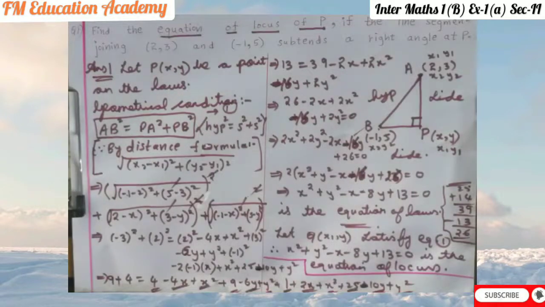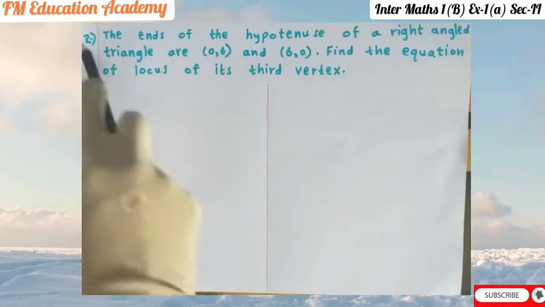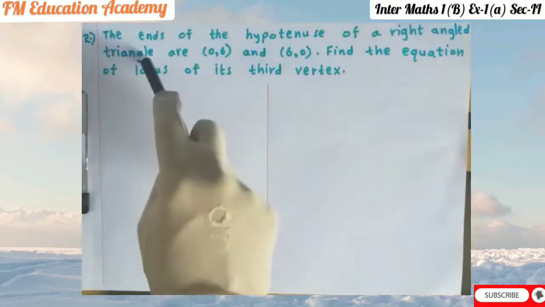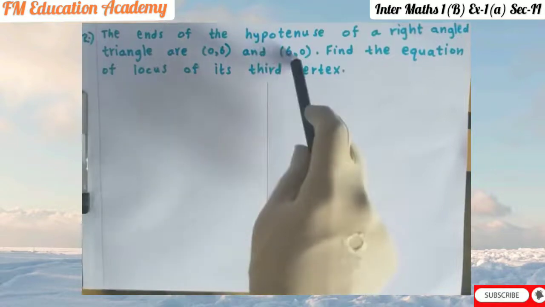So this completes our sum 1. Second question. The ends of the hypotenuse of a right angled triangle are (0, 6) and (6, 0).